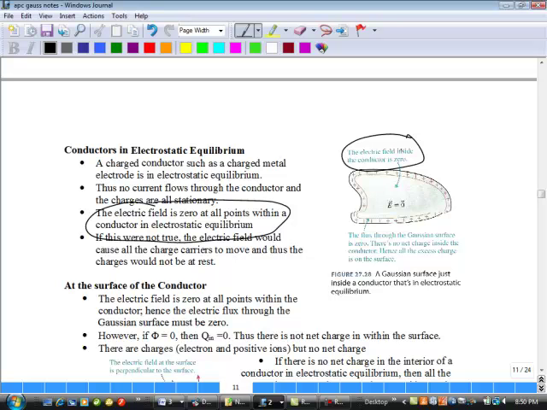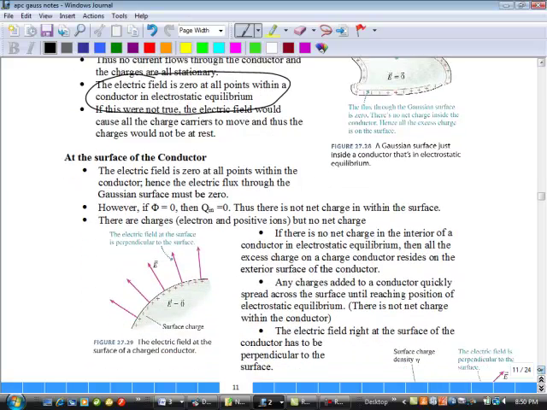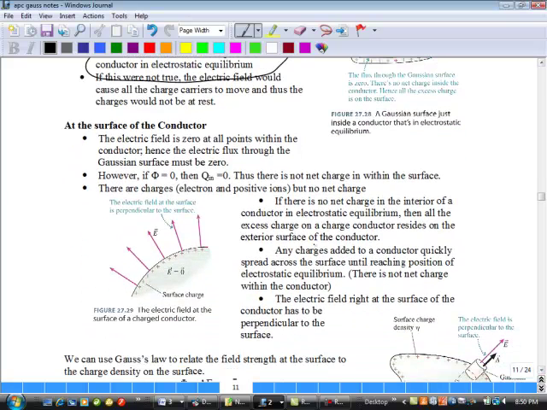So all the excess charges are going to lie on the surface of that conductor. So the electric flux through that Gaussian surface must be zero. However, if the flux is zero, then the Q enclosed is zero. There'd be no charge within the cell. So on the interior of that conductor, all of the charges are going to reside on the exterior surface of this.